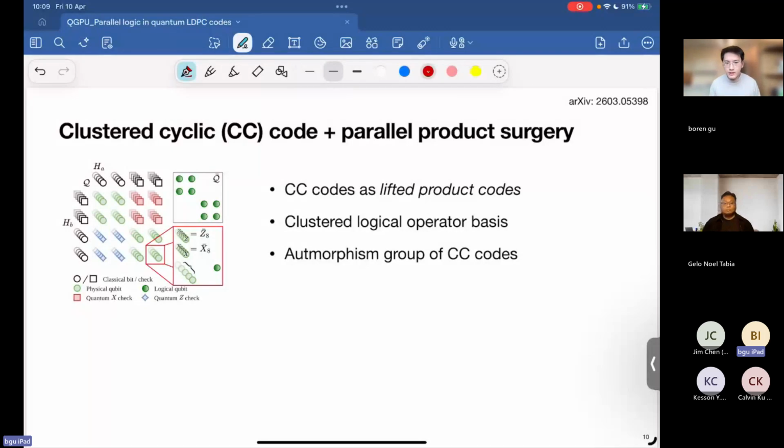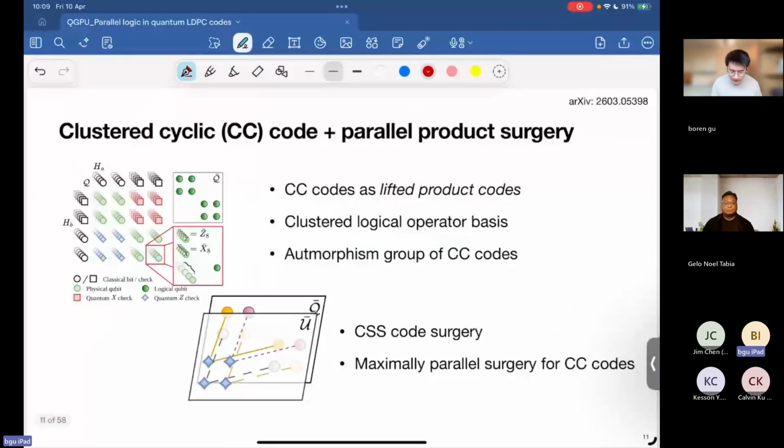We first introduce the CSS codes and some crucial properties of this CSS code. And later on, we introduce this kind of surgery. So we start with a very tiny example of lattice surgery for the surface codes, which you may be familiar with. And later on, we see how to generalize this surgery language to all CSS codes.